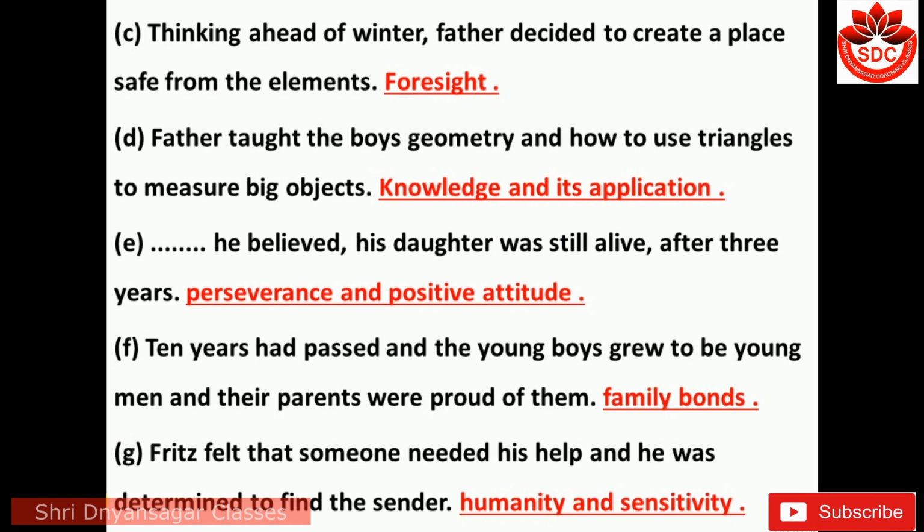F. 10 years had passed and the young boys grew to be young men and their parents were proud of them. Here, family bonds. G. Fritz felt that someone needed his help and he was determined to find the center, humanity and sensitivity.